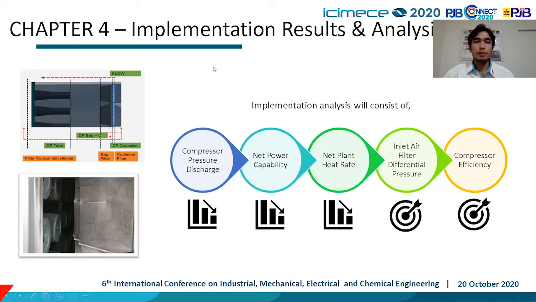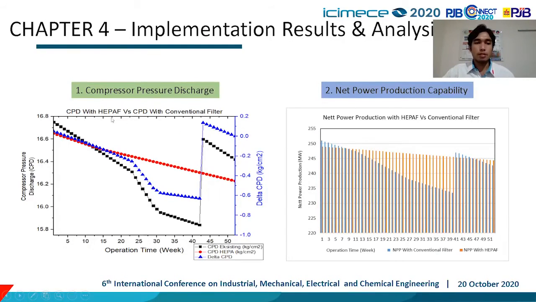Chapter 4. Implementation results and analysis. Implementation and analysis will consist of compressor pressure discharge, net power capability, net plant heat rate, inlet air filter differential pressure, and compressor efficiency. The compressor pressure discharge using the conventional filter, represented with black lines, is higher at the early time than the combination of HEPA filters and pre-filters, represented with red lines. The compressor pressure discharge with the HEPA filter and pre-filters is more stable in this figure.